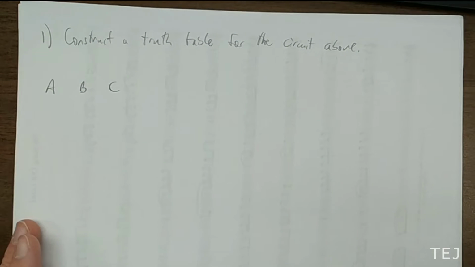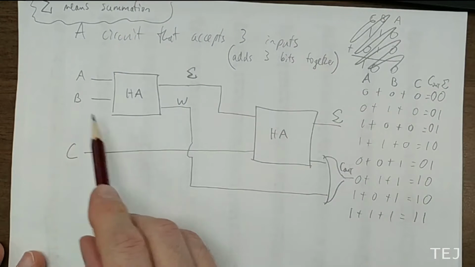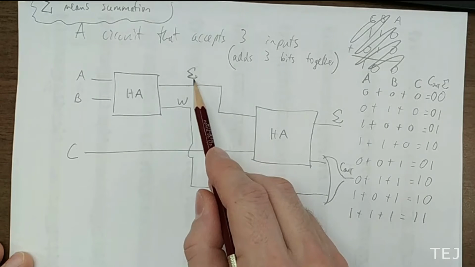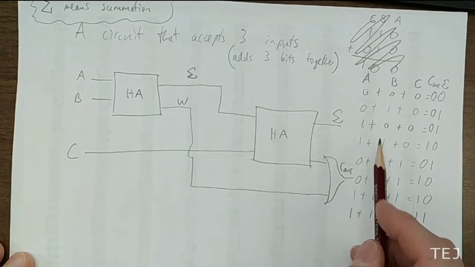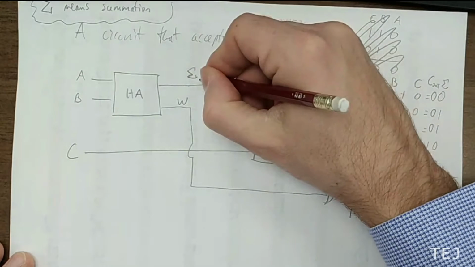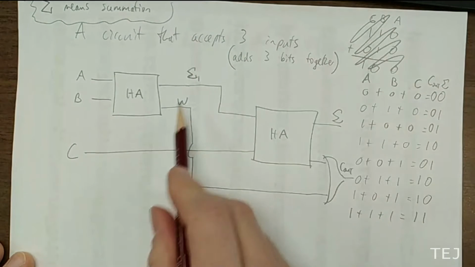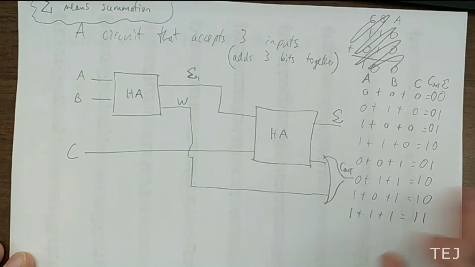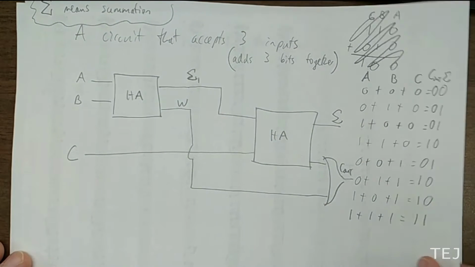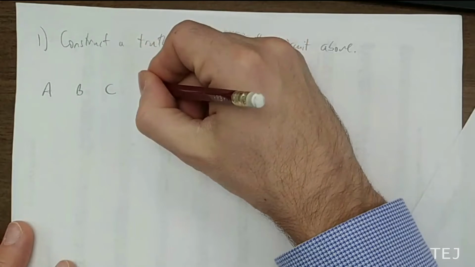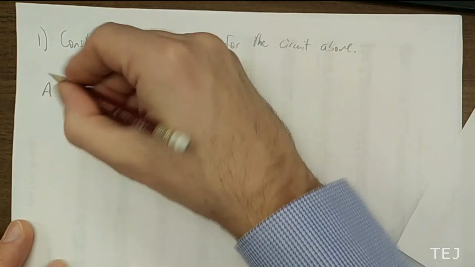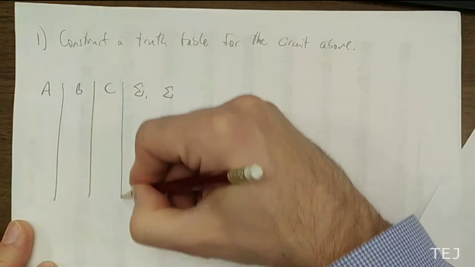But going on, we want to construct a truth table from this. So A, B, and C are our inputs. You can see that there are 2 sigmas here. I'm going to make this one sigma 1. Summation 1. That one's going to be summation. So let's start off with those 2. So we're going to have sigma 1 here, and then sigma.